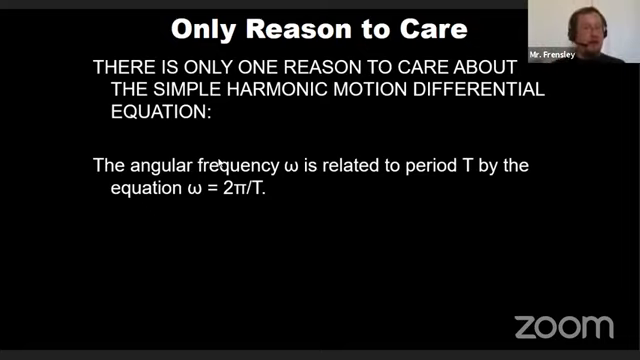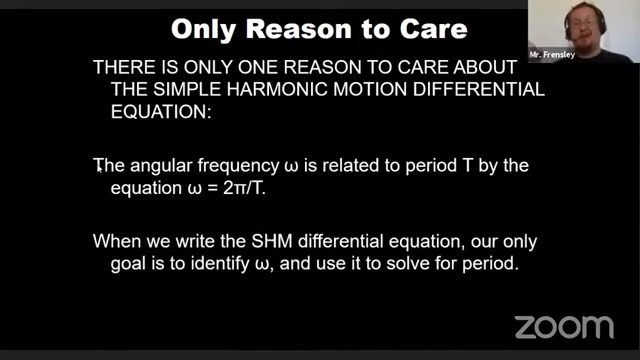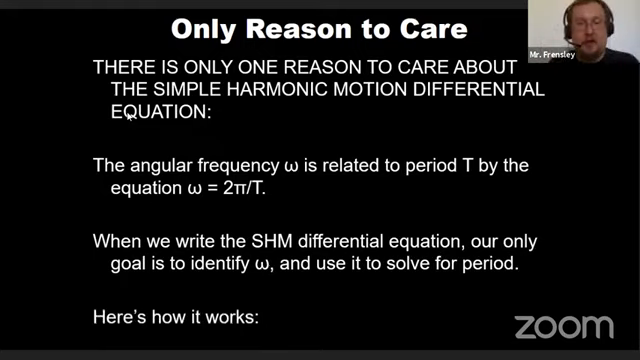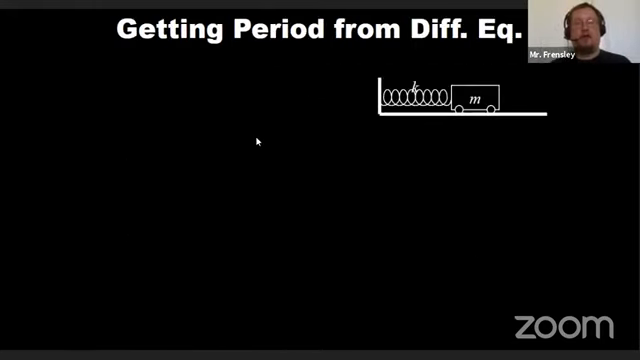Then, once we have the omega, we're going to set that omega equal to 2 pi over the period, because that's what omega is. It's 2 pi over the period, right? And we can solve for the period. So we're going to write the differential equation, pull out omega and throw the rest of that calculus-looking stuff away, set the omega equal to 2 pi over the period, and find out what the period of our system is. Here's how it's going to work. Get ready. We're going to do it with the spring and mass. Here's how it works with the spring and mass.